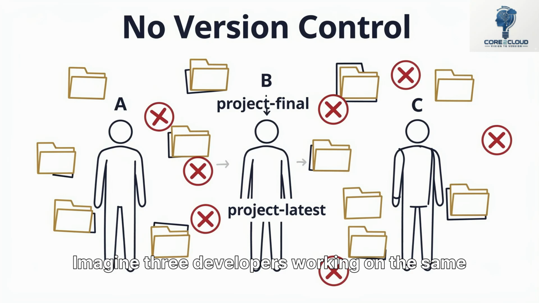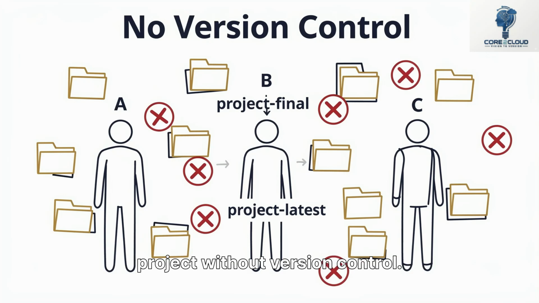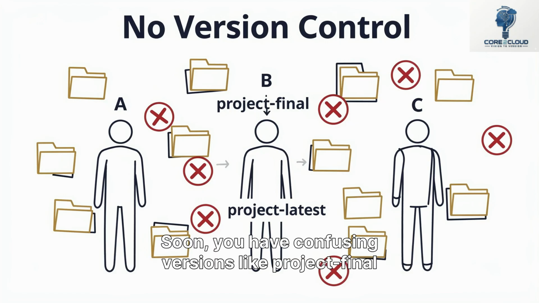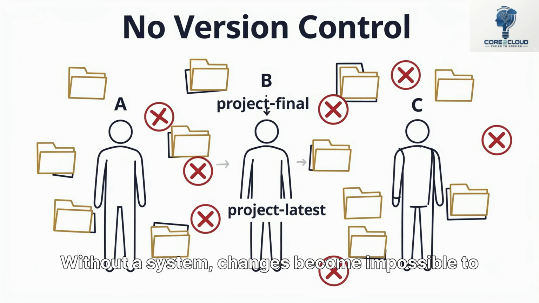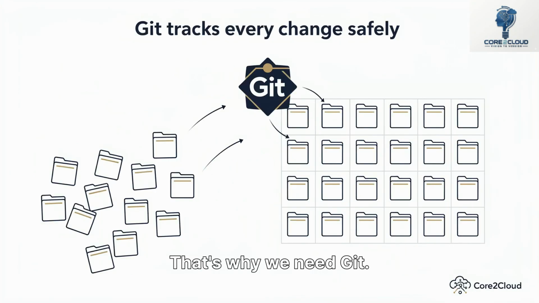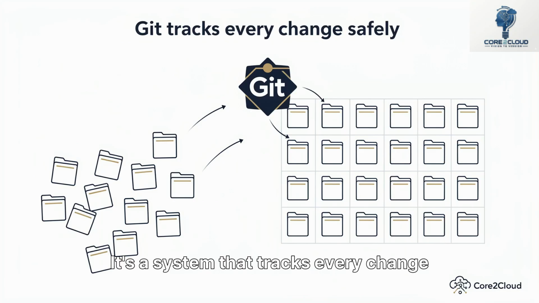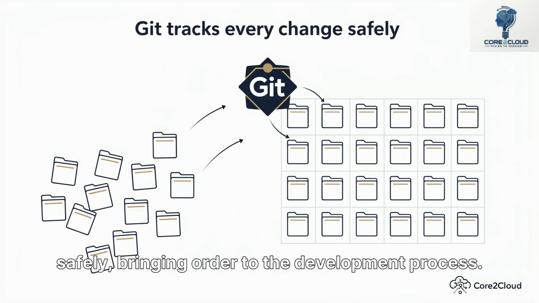Imagine three developers working on the same project without version control. Developer A edits login, B works on payments, and C accidentally deletes a file. Soon, you have confusing versions like project-final and project-final-latest. Without a system, changes become impossible to manage. That's why we need Git. It's a system that tracks every change safely, bringing order to the development process.